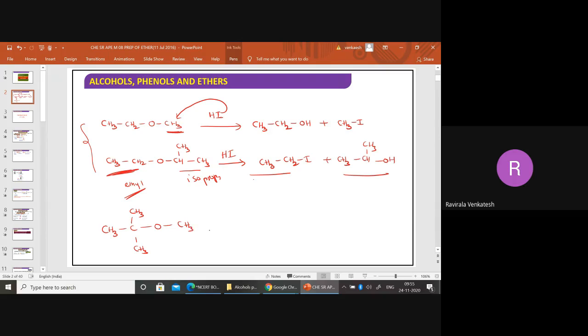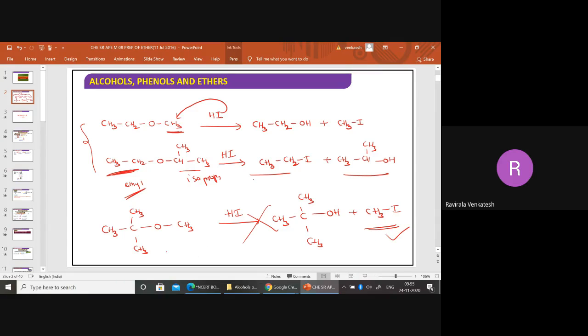OCH3. Now, if you follow this rule actually, we should get this product. CH3, CH3, here also CH3, OH and CH3I. We may get this product actually, but this is wrong. According to this rule, we should get it like this, CH3I, but in truth, what is happening?